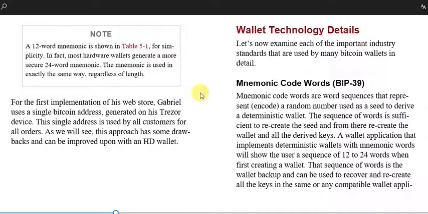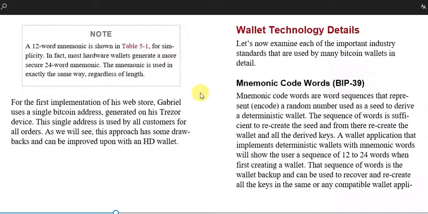In fact, most hardware wallets generate a more secure 24-word mnemonic. The mnemonic is used in exactly the same way, regardless of length. For the first implementation of his web store, Gabriel uses a single Bitcoin address, generated on his Trezor device. This single address is used by all customers for all orders. As we will see, this approach has some drawbacks and can be improved upon with an HD wallet.